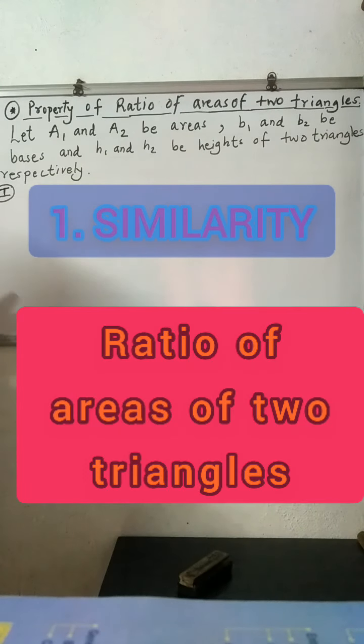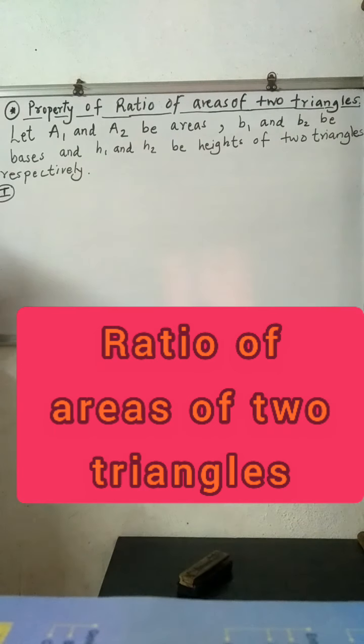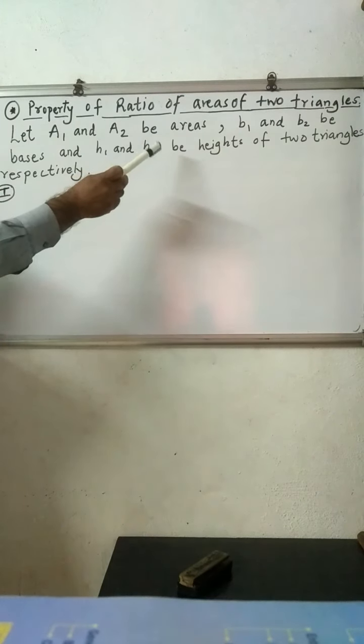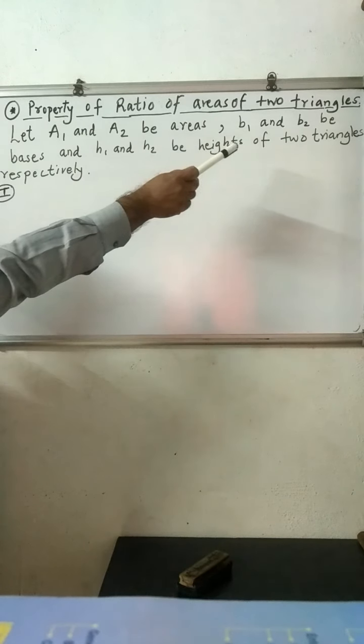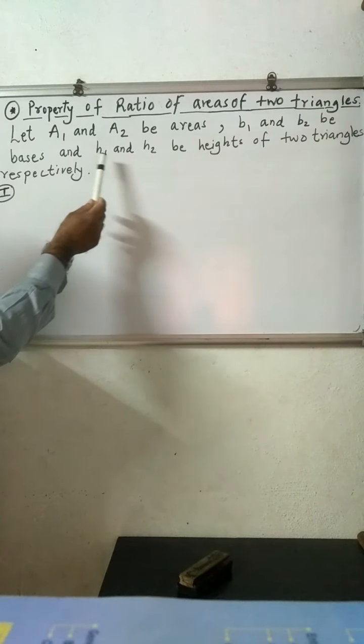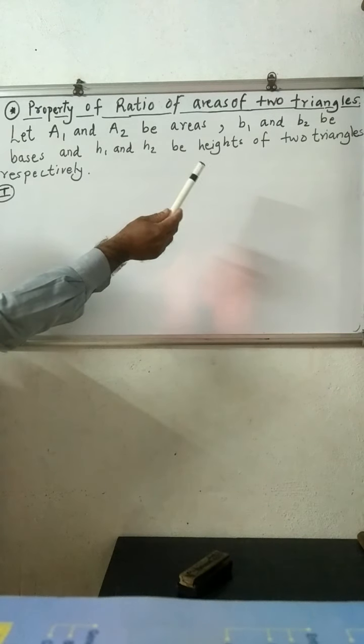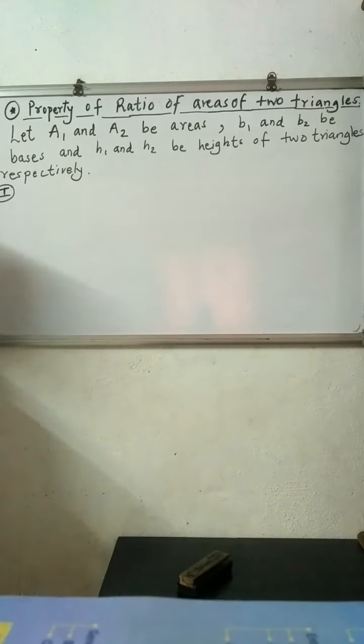Today we are going to study properties of ratio of area of two triangles. So let A1 and A2 be the areas, B1 and B2 be the bases, and H1 and H2 be the heights of two triangles respectively.